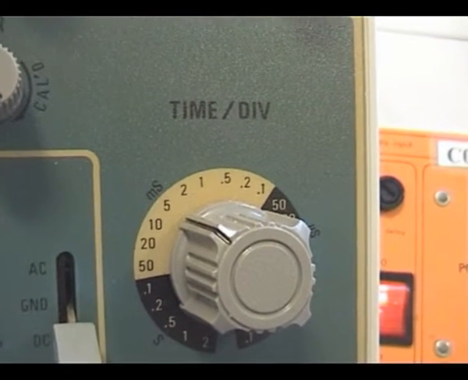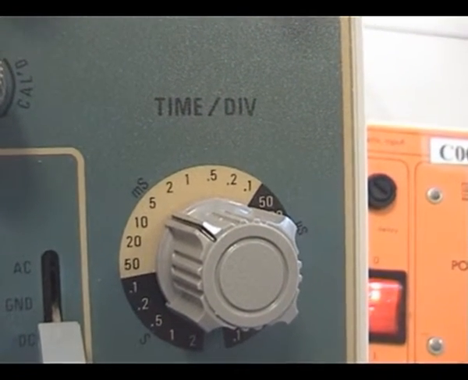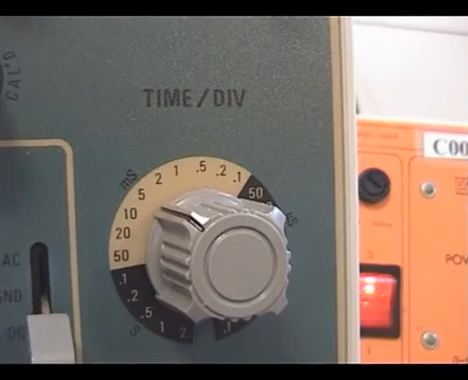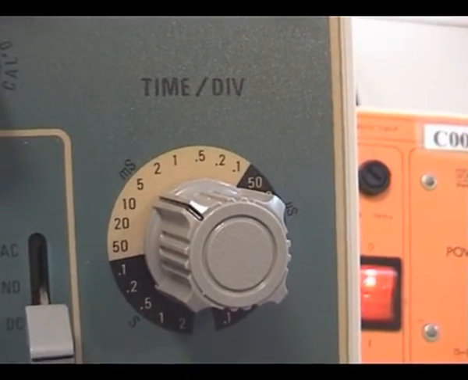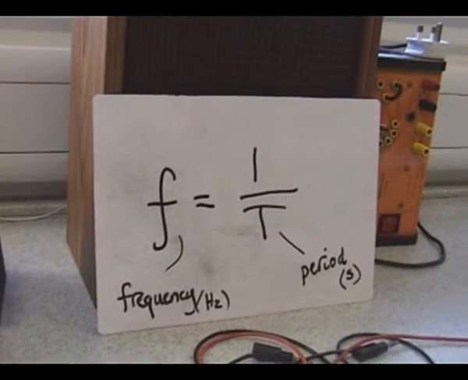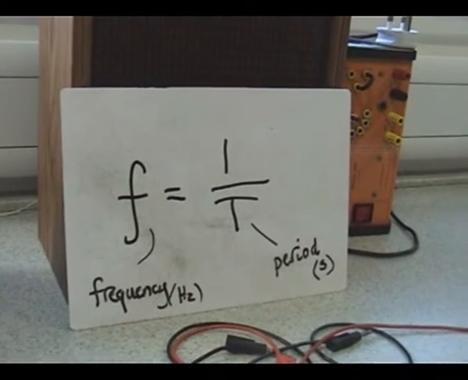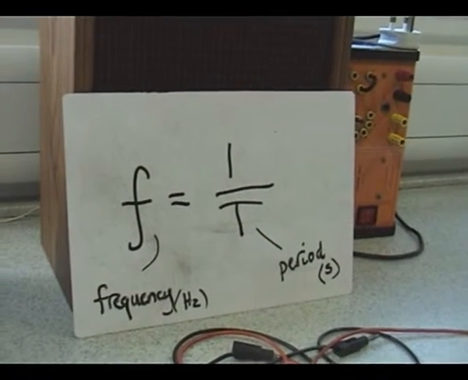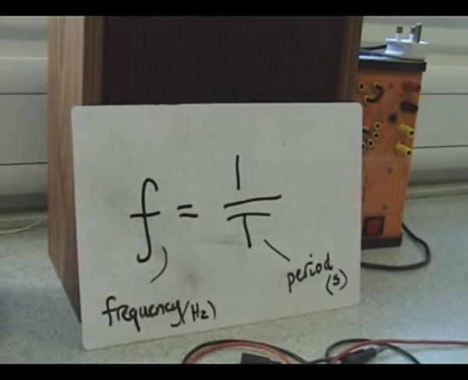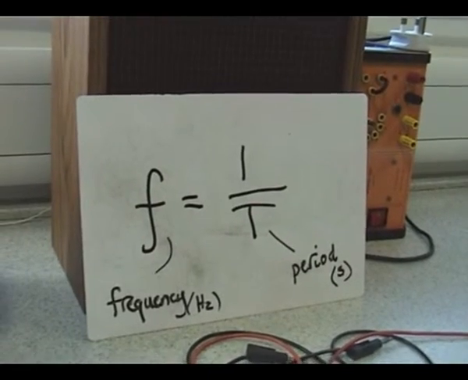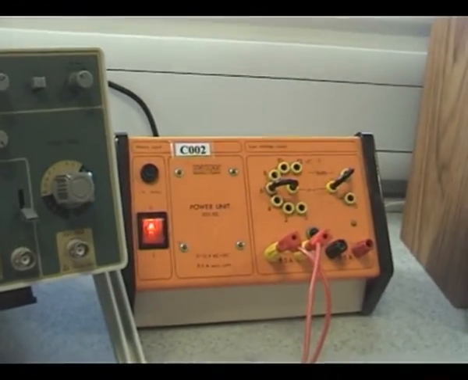5 milliseconds per centimetre, or 5 milliseconds per box. So 4 boxes at 5 milliseconds means that one wave is 20 milliseconds. 20 milliseconds for one wave, that's the period, the time for one wave. And then again we can use our knowledge of frequency and period. The frequency is 1 divided by the period, and if our period is 20 milliseconds, that's 0.02, then 1 divided by 0.02 is 50 Hertz. 50 Hertz, the frequency of mains electricity in the UK.